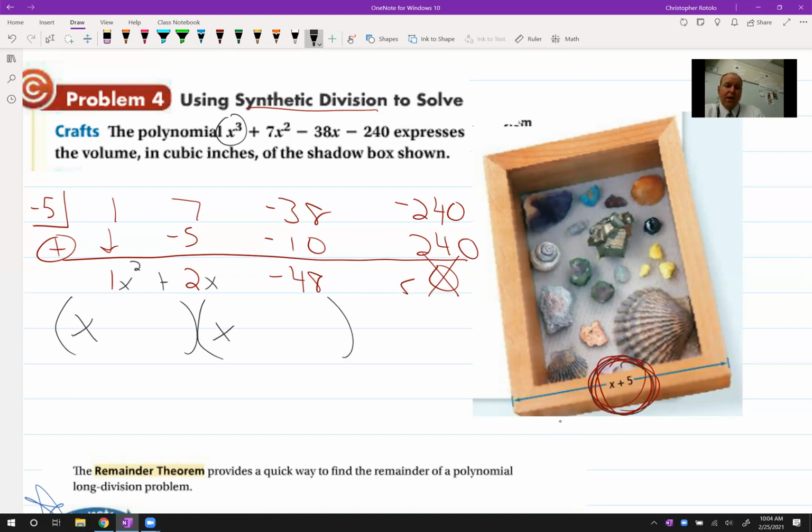What factors of 48 are 2 apart? Well, that's 6 and 8. Everybody knows that. Or if they thought about it, they could figure it out. And we want positive 2 out of those, so positive 8 minus 6. So what are the dimensions of the shadow box? It would be x minus 6, x plus 8, and x plus 5.